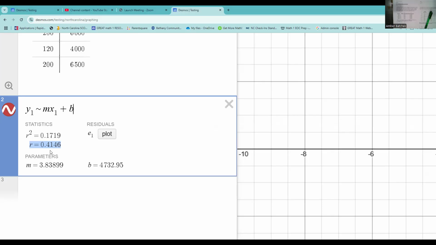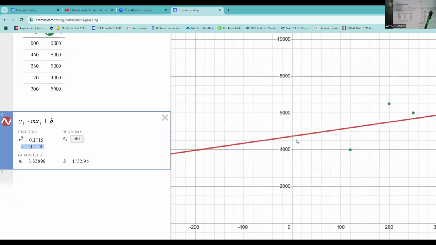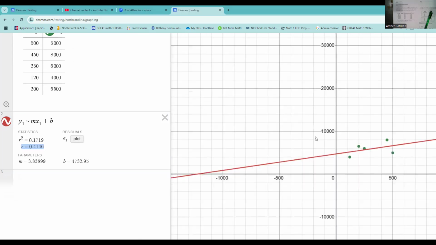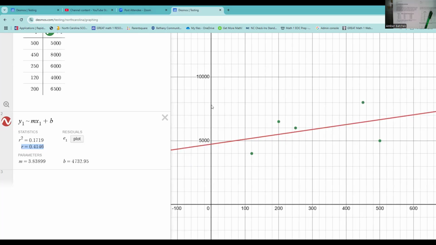This is 0.41. So the radio ad budget versus the sales revenue, the line that this has formed is a very weak model. This line with the slope and the y-intercept is a very weak model. Let's just take a look at this. If you press this plus sign, you can see that these data points are a little bit more spread out. Notice this is in thousands. They look close to the line, but this is in thousands, so this is not really a very good correlation between the data points and the line that Desmos formed.